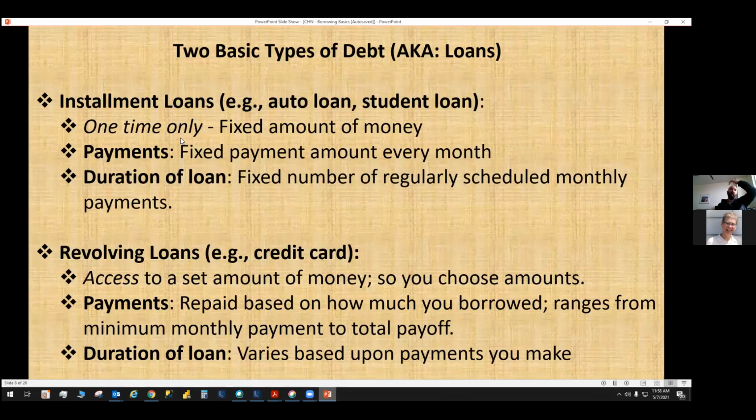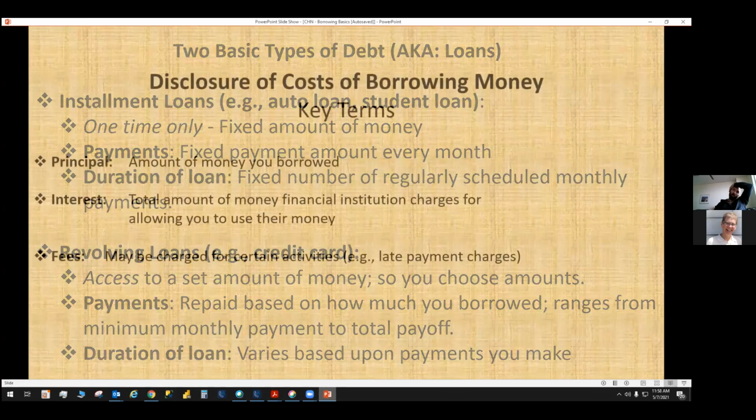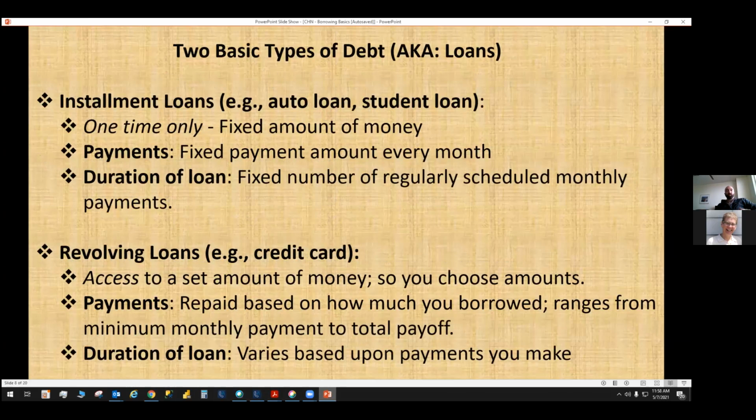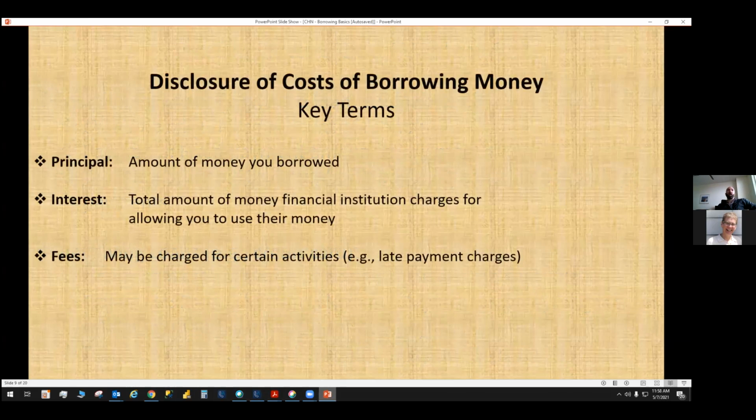So we've talked about revolving loans, credit cards. We've talked about fixed loans. We're going to talk about the terms that I'm using. Principal, I think I mentioned this already, but the principal is the amount of money that we borrowed. The interest is the total amount of money the financial institution charges for allowing you to use their money in the first place. And then the fees, there can be fees and things charged in addition to that.